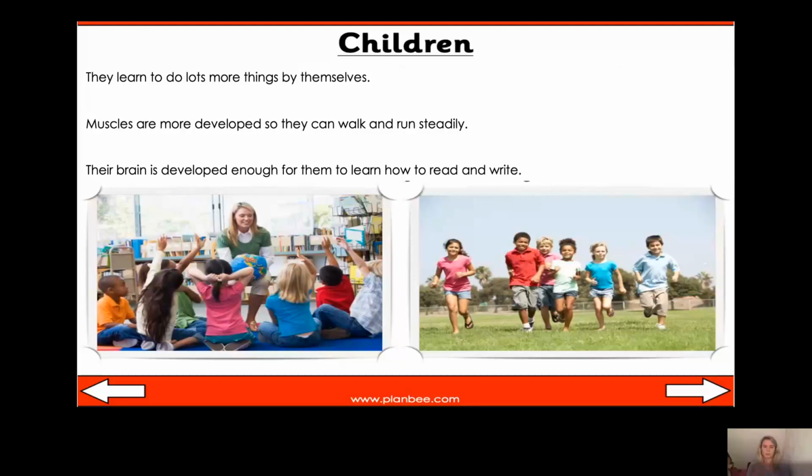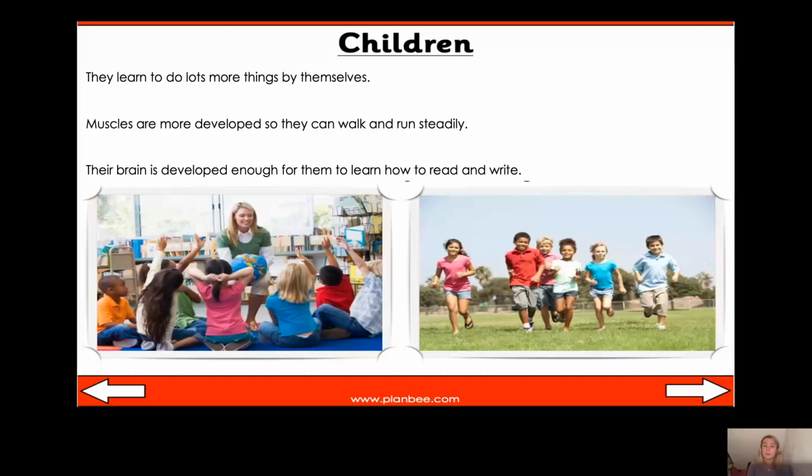So what do we know about children? Well, children still need an adult to take care of them. You all need your parents to still take care of you. But you have learnt to do lots of different things, lots more things by yourself. So you're a lot more able to do things by yourselves, more able than a baby and a toddler would be. Now, your muscles have developed even more than a toddler's.